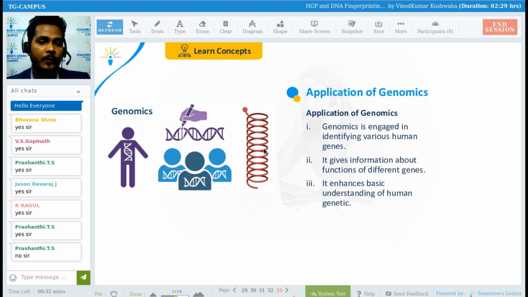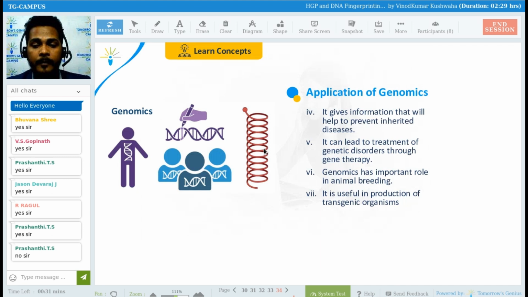Now what are the applications of genomics? Genomics is engaged in identifying the various human genes and giving information about the function of different genes, that is, which gene performs which kind of function. It also enhances the basic understanding of human genetics. If you want to understand human genetics, genomics will help you understand it from the basics. It gives information that will help to prevent inherited diseases.